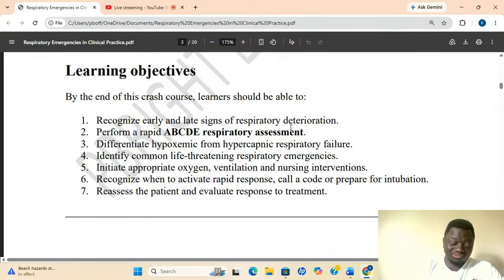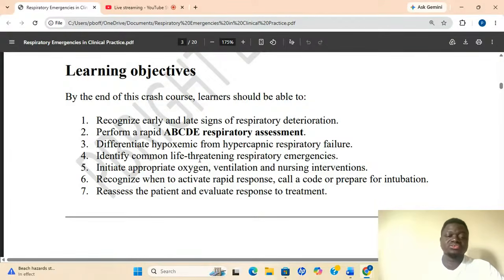We did it for cardiovascular, so we are going to do it for the respiratory system. You'll also be able to differentiate hypoxemic from hypercapnic respiratory failure, identify common life-threatening respiratory emergencies, and initiate appropriate oxygen, ventilation, and nursing interventions.